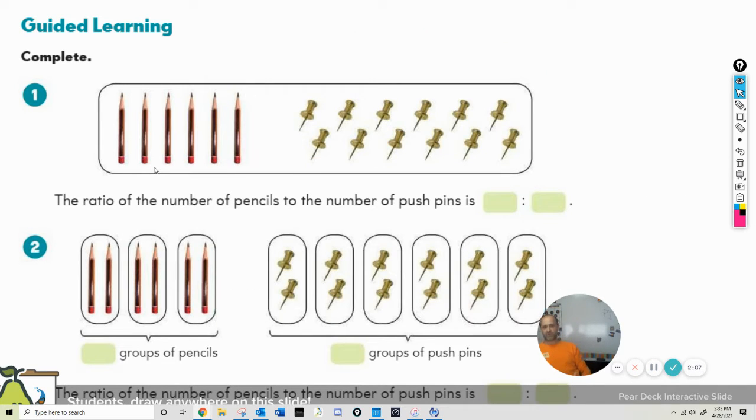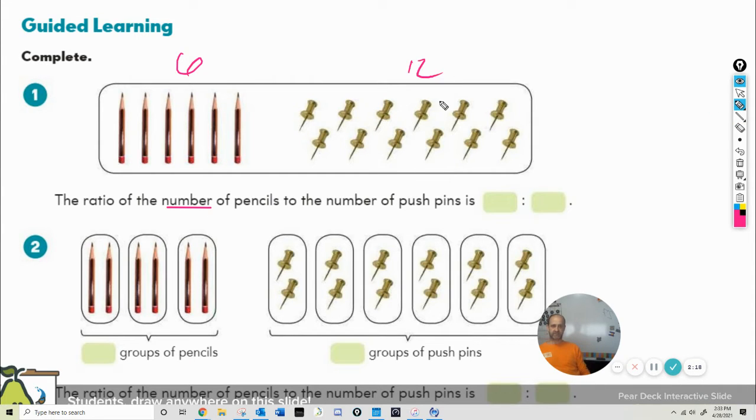Okay, the ratio of the number of pencils to the number of push pins. When they say they're giving you this bit about the number, they're saying count it out. So 6 to 12. Now there are how many groups of pencils? And how many groups of push pins? Excellent. So the ratio now is 3 to 6.